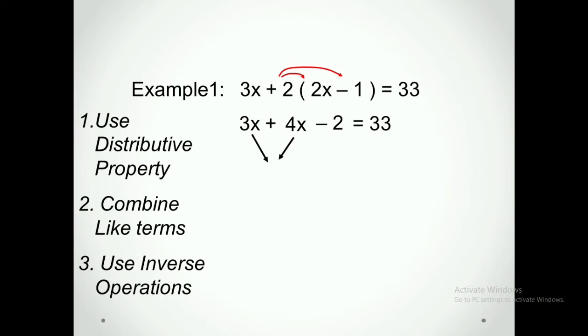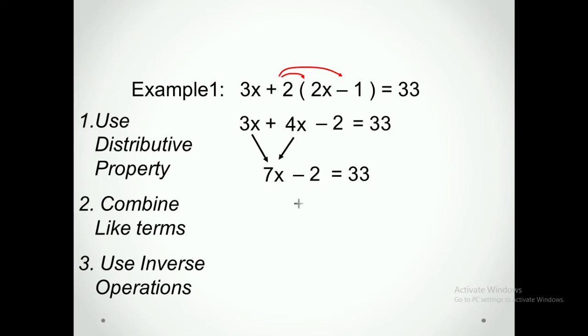What's the next rule? Combine like terms. By looking, we realize that we have like terms here, 3x and 4x. If we combine those, that will give us 7x minus 2 equals 33. And if you notice, our equation is now in the form of a two-step equation.